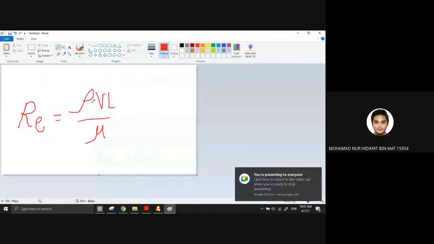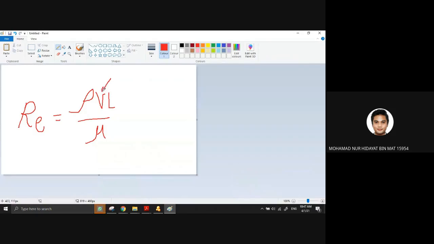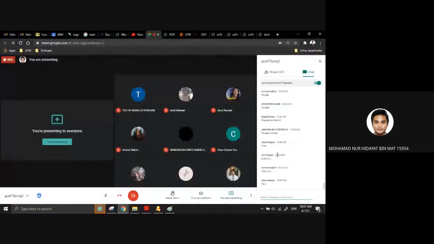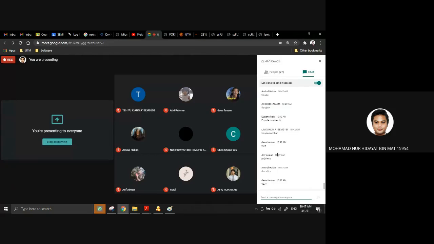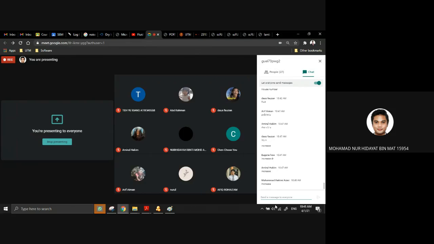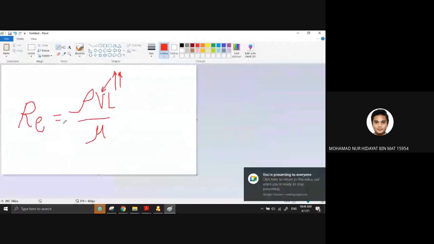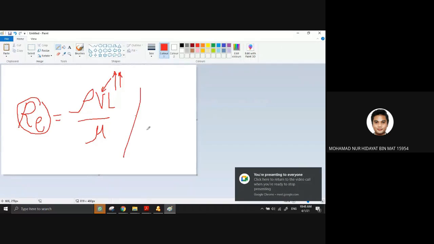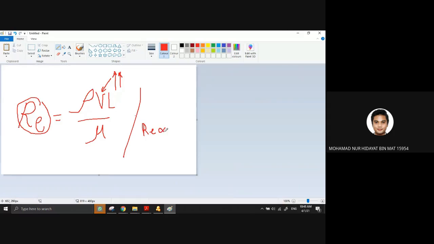So, when the velocity here is very, very high, what happens to the Reynolds number? Is it the same, increase or decrease? If the velocity is very high, does the Reynolds number increase or decrease? Increase. The majority of you say increase because the Reynolds number is directly proportional to velocity. Highest velocity will give highest Reynolds number.